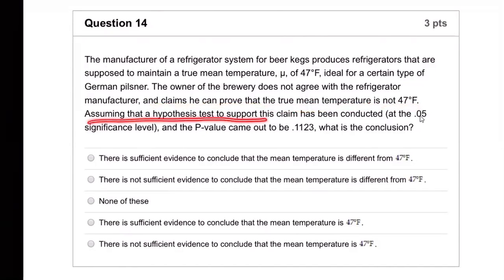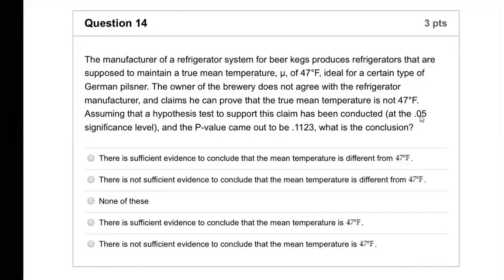Assuming that a hypothesis test to support this claim has been conducted at the 0.05 significance level and the p-value came out to be 0.1123, what is the conclusion? So this is another one of these where they've already run the numbers for us. We don't have to run the numbers. That's what they're saying here. This is just a test of our ability to understand conclusions of hypothesis tests.